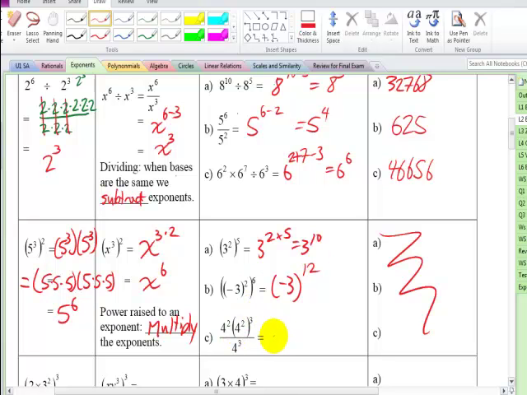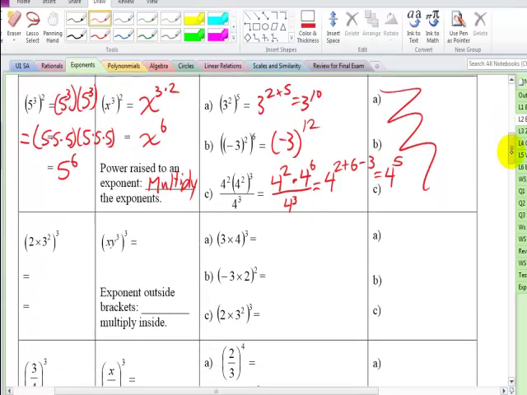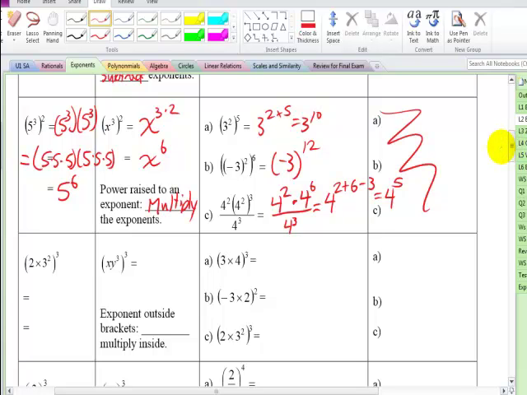Now this one, you're going to have to rewrite it. So 4 squared times 4 exponent what? 4 exponent 6. So that equals 4 exponent 2, 6, and 3. What should you do? Add or subtract? Well, you should add here, subtract there. That equals 4 exponent 5. Okay, 2 plus 6 is 8. 8 minus 3, 5. Good.